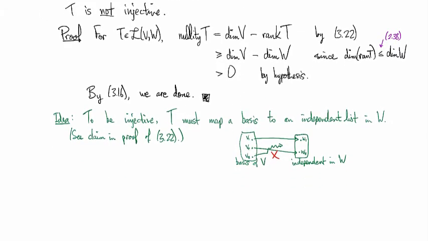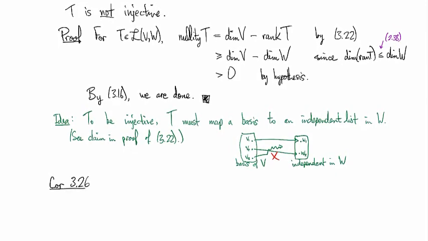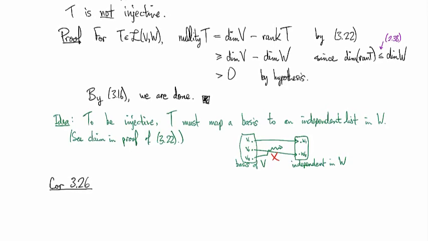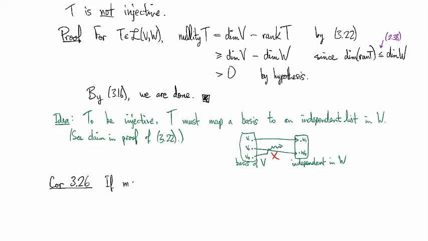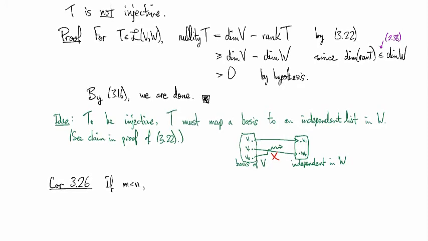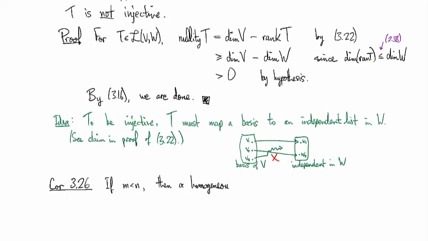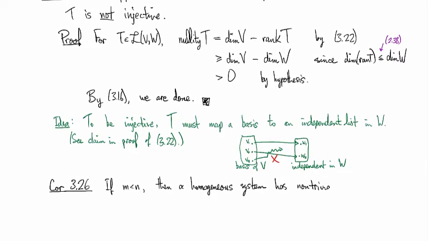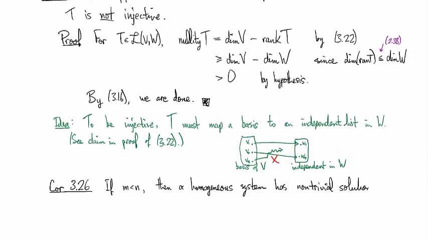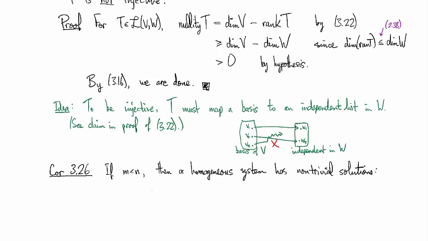And then we have a nice immediate practical application of this one. One of the nice things about linear algebra is that even though it looks mind-blowingly abstract at times, it has very practical applications that are right near the surface. And so here's our first example of that. If m is strictly less than n, then a homogeneous system has non-trivial solutions.